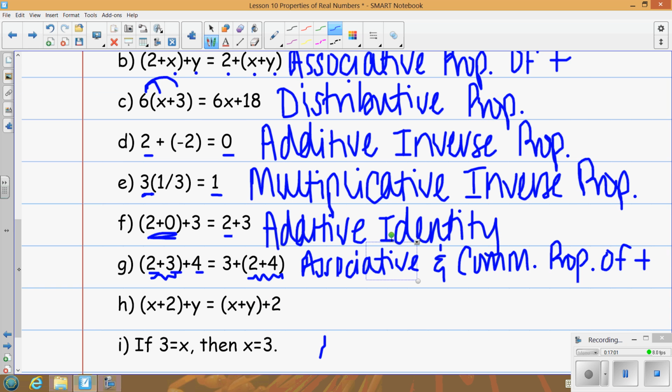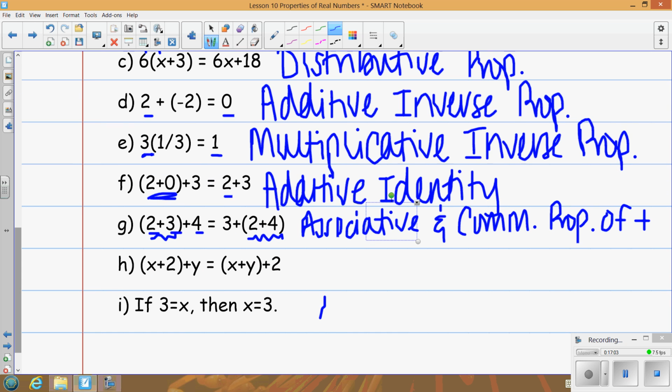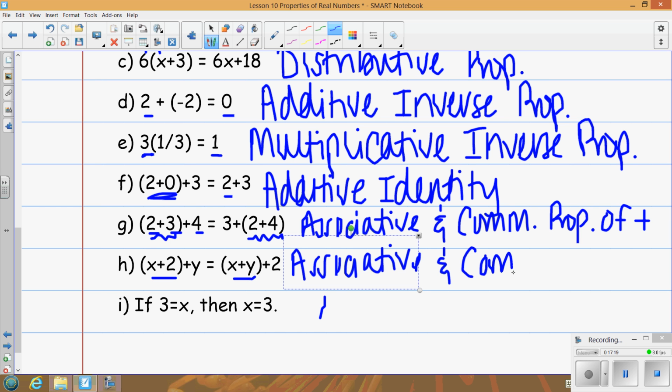And then H. Here I have x plus 2 that I'm going to add first. Over here I have x plus y. So we know it's associative, but we also know that the order changed again. So this is also going to be associative and commutative property, and again, of addition.